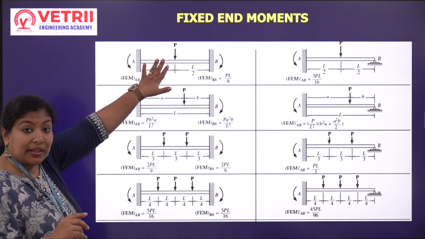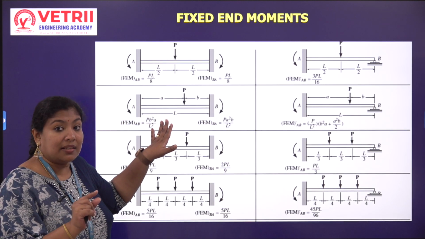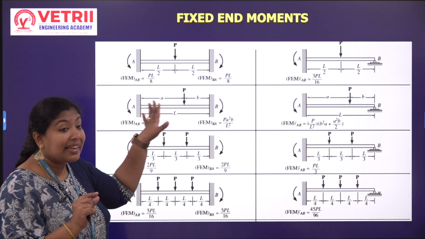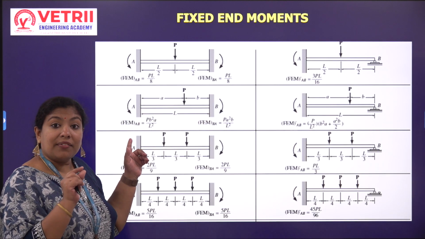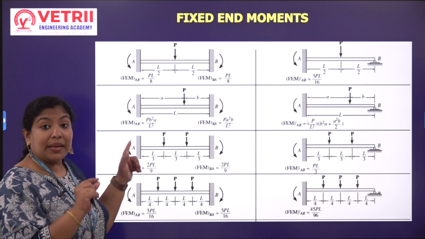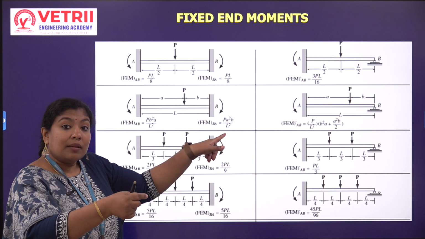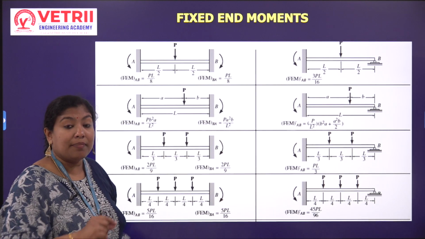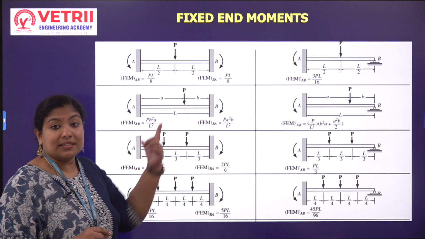In this one there is a point load at the center, and in this one it is eccentric loading, not exactly at the center. When A and B are different, the fixed end formula will be: the load is P, so P B square by L square on the left, and on the right-hand side a positive sign, P A square B by L square. So A is the distance on the left-hand side, and B is the distance on the right-hand side.